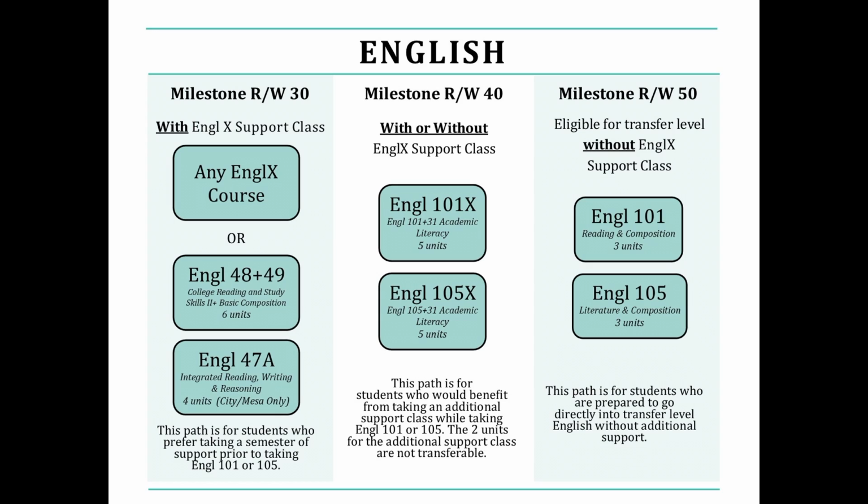All right, let's now discuss your milestones. What exactly is a milestone? It's a placement level to make sure that you can hit the ground running and be successful in college. There are 3 different milestones: milestone 30, 40, and 50. If you place into milestone 30, then you will be required to take a support course prior to going into your transfer level course. If you scored into milestone 40, you are recommended to take a support course if you feel you need some extra help. And if you scored into milestone 50, you can go directly into a transfer level course without any support courses.